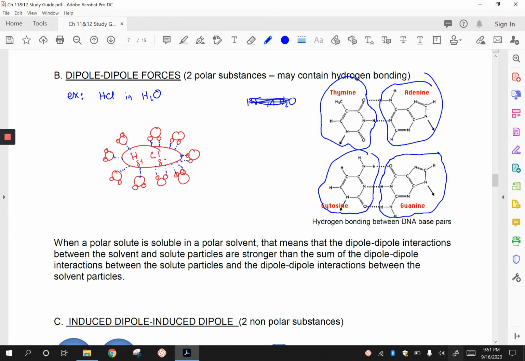Again, we see a trend here. When a polar solute is soluble in a polar solvent, that means that the dipole interactions between the solvent and the solute particles, these interactions right here, are stronger than the sum of the dipole interactions between the solute particles and the dipole interactions between the solvent particles. So what we're saying is that the attractions between the HCl and the water are stronger than the attractions between the HCl molecules and each other and the water molecules and each other.